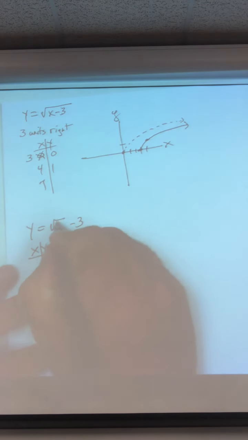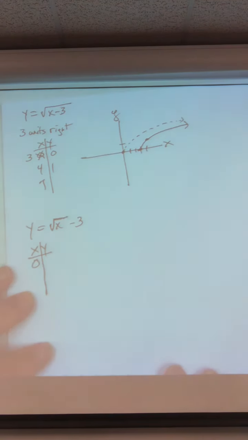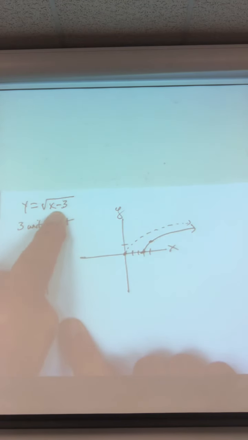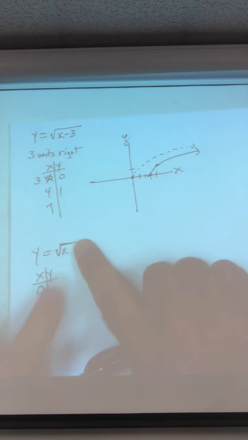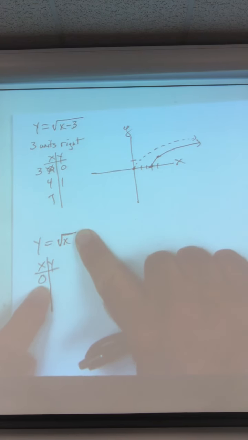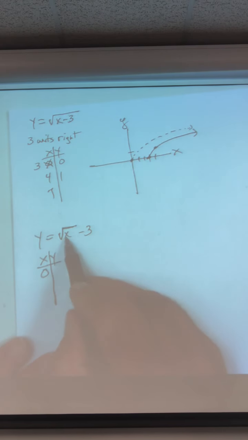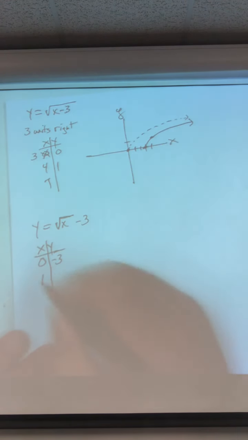Is there any number under this square root? No. So that means your first number starts at 0. See, that minus 3 is not under there. It is up here. That's why it started at 3. But that minus 3 is not in there with that x, so it still starts at 0. All right, watch what happens. Plug in 0. What's the square root of 0? 0. 0 minus 3 is negative 3. Now plug in 1. What's the square root of 1? 1. And 1 minus 3 is negative 2.